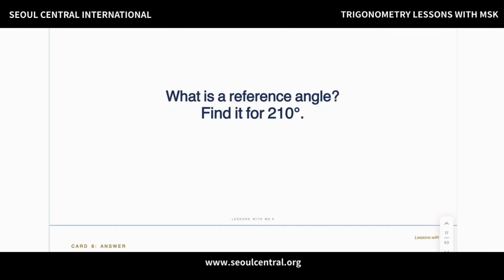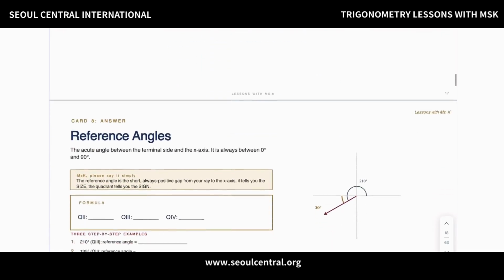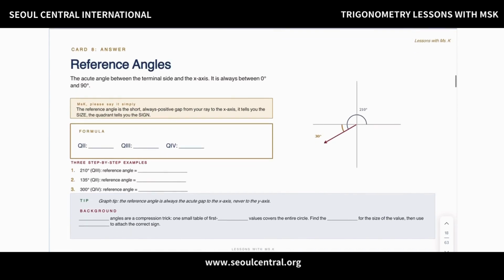All right, so flashcard 8 of the unit circle: what is a reference angle? Find it for 210. A reference angle is the acute angle between the terminal side and the x-axis. So you swing your ray, and then it's that gap, that always positive gap from your ray to the x-axis. It tells you the size, and the quadrant tells you the sign.